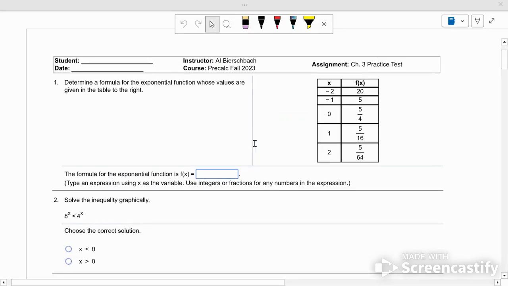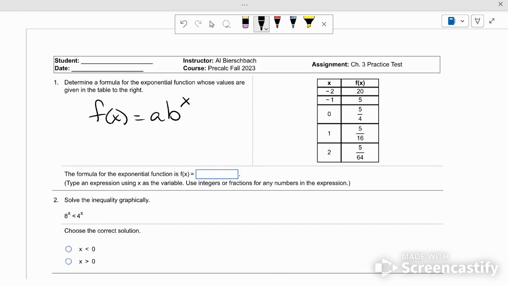Determine the formula for the table at the right. We know that the formula for an exponential function is f of x equals a b to the x power. A is called the what? Initial value. What's our initial value here? 5/4 is what when x is 0. This is your initial value.